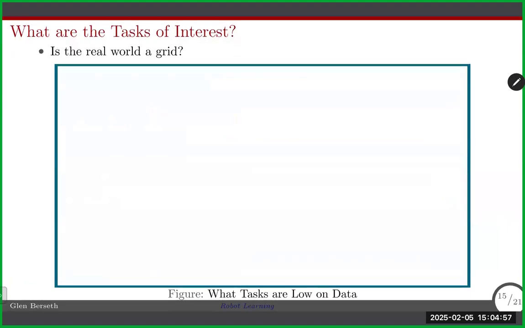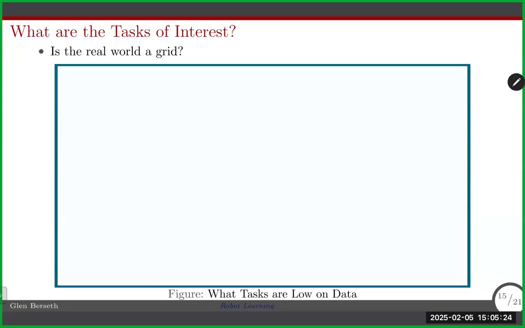So that's the short list of challenges, and that's where I wanted to have this chat. What tasks do we actually care about? The real world is not a grid. If we're going to make choices between using a simulator or going and collecting data, what tasks do we actually care about in this room?